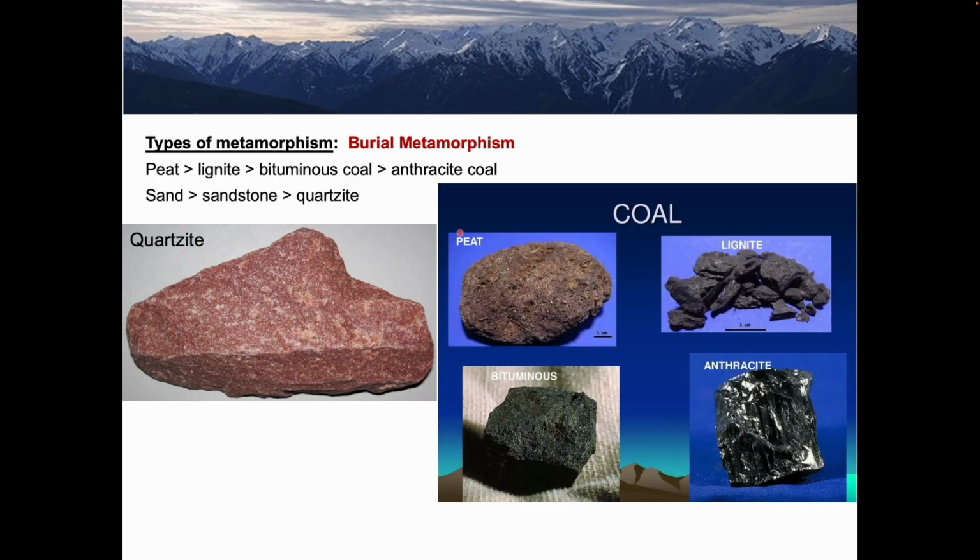Again, these are some rocks that you often find in burial metamorphism conditions. Peat goes to lignite. We have brown, loose, soft material going into a slightly harder, blacker material. That becomes bituminous coal, and then it becomes anthracite, which is a shiny, angular, bizarrely fractured, very high-grade coal that we use a lot in power plants.